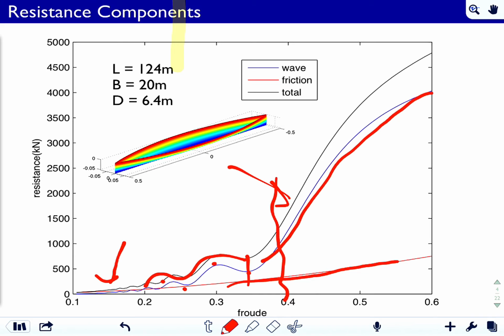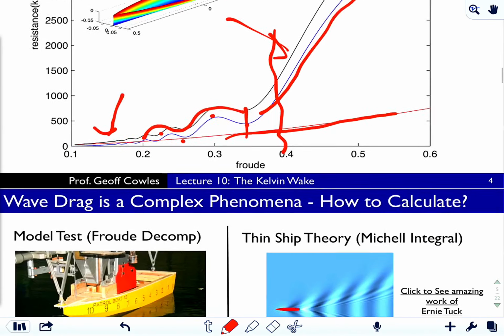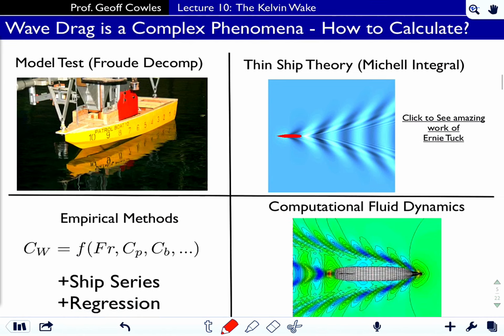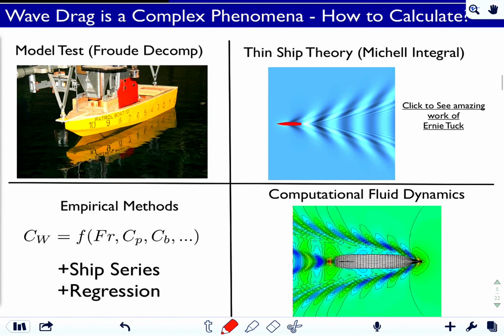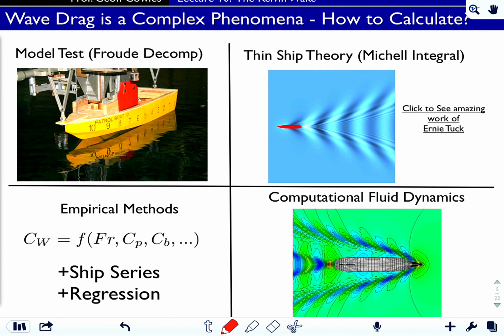They were aligned in terms of V over root L, and he realized that was the critical parameter for model testing in order to have wave similarity between model and full scale, and that's really what enabled model testing to work in the first place. We now call that the Froude number, but in his time he used V over root L, which again is not non-dimensional, has strange units, but they're essentially the same parameter.